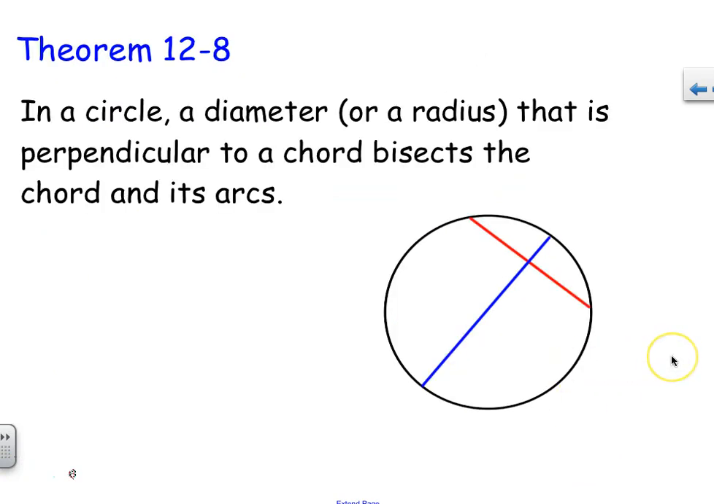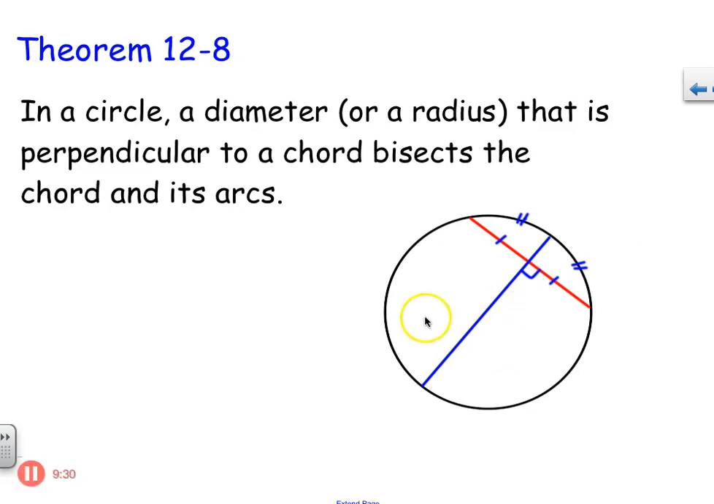So let's look at one more theorem, and that is in a circle, a diameter or a radius that is perpendicular to a chord is going to bisect the chord and its arc. So here's my diameter, it could have been a radius. If it is hitting a chord, I know it's perpendicular, so I can make that 90-degree angle. And I also know it's going to cut in half the chord, and it's going to cut in half the arc.